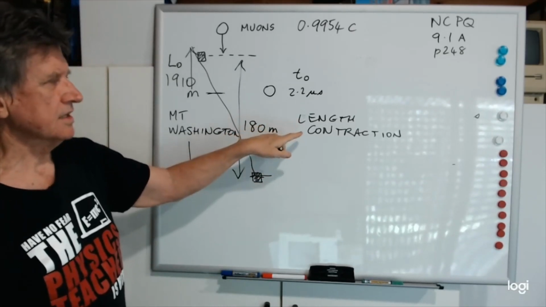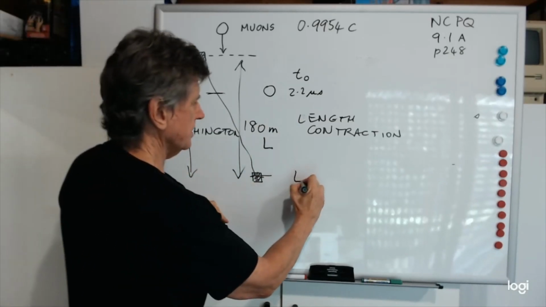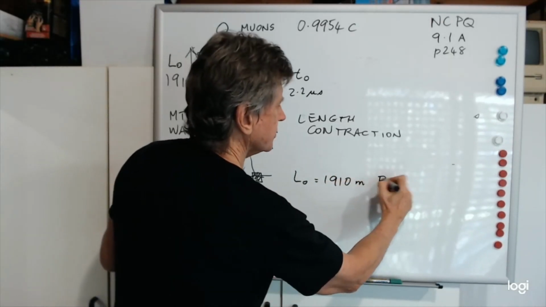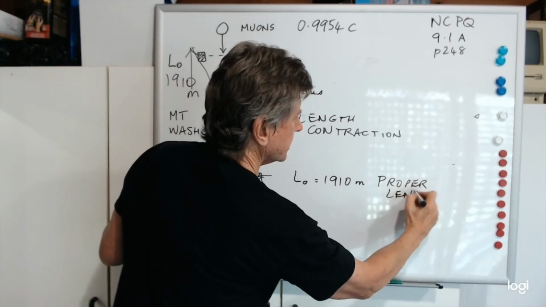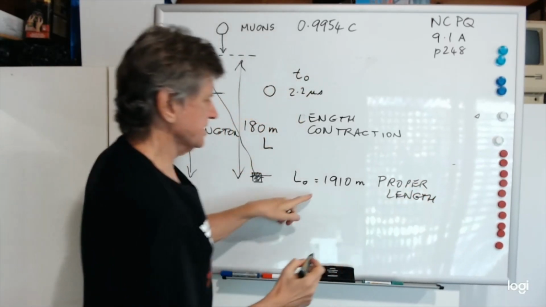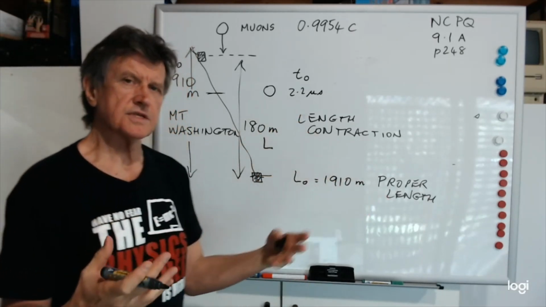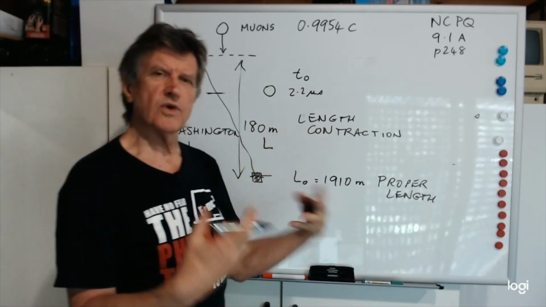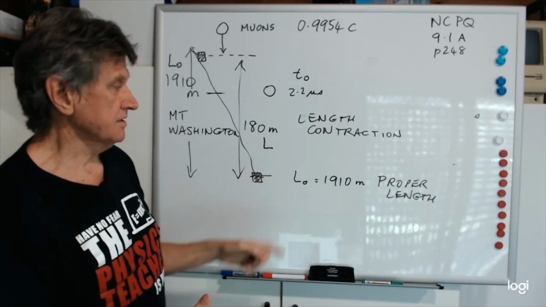That's the contracted length. Now sometimes this L0, which is 1910 metres, is called the proper length. So you'll often see it in the textbook as proper length, contracted length, or even relativistic length, because it fits in with Einstein's theory of relativity.